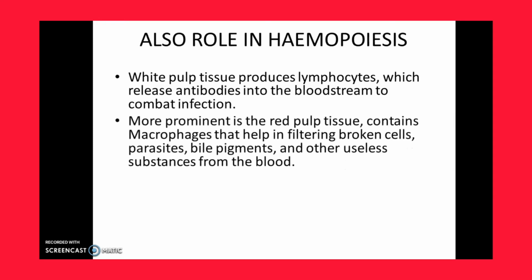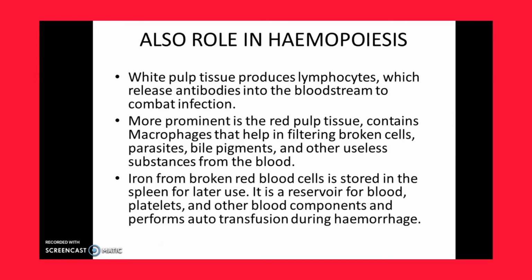The more prominent is the red pulp tissue. It contains macrophages that help in filtering. It filters broken cells, parasites, bile pigments, and other useless substances from the blood, so that the blood is always very perfect. But when this goes on for a very long time, it causes a serious problem, chronic enlargement of the spleen. The other area where the role of hemopoiesis is performed is that iron from broken red blood cells is stored in the spleen for later use.